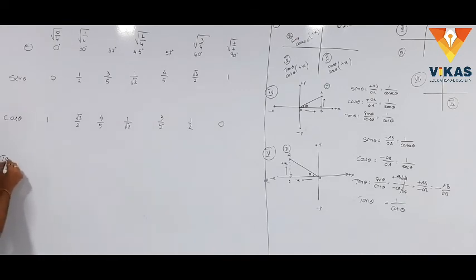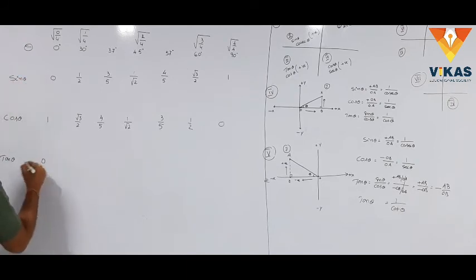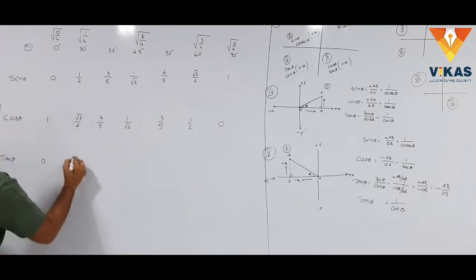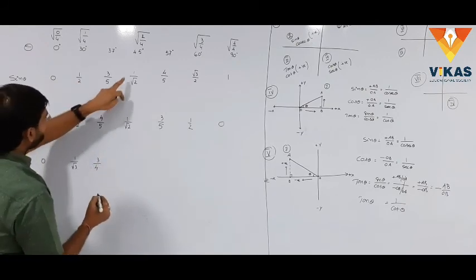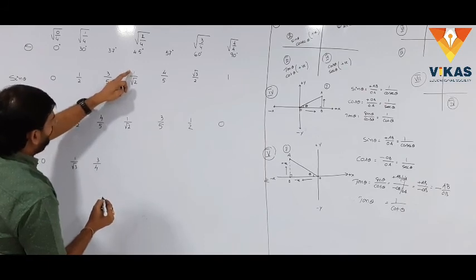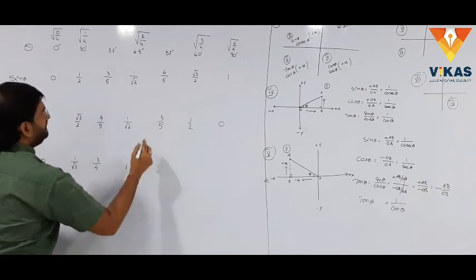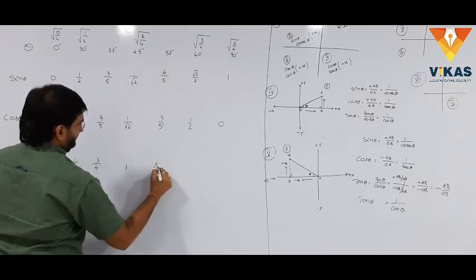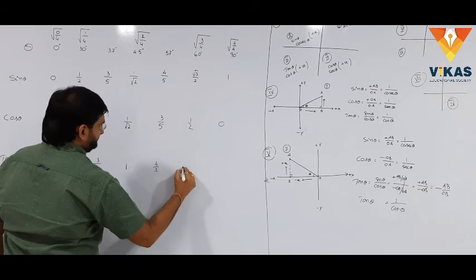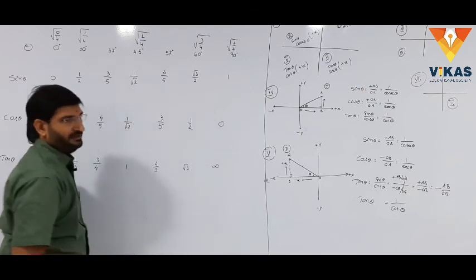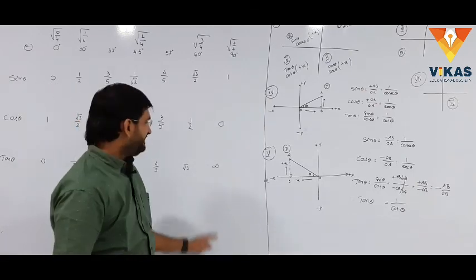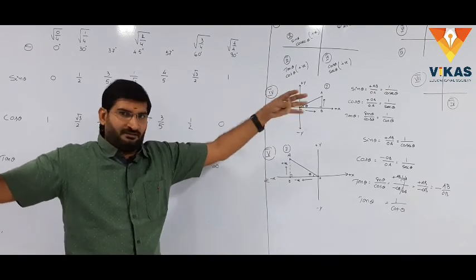Simply tan theta. Tan theta equals sin theta by cos theta. 0/1 is 0. 1/2 by root 3/2 is 1/√3. 3/5 by 4/5 is 3/4. Here 1/√2 by 1/√2 is 1. 4/5 by 3/5 is 4/3. Root 3/2 by 1/2 is root 3. 1/0 is infinity. In 10th class it is undefined, but in intermediate it is infinity.